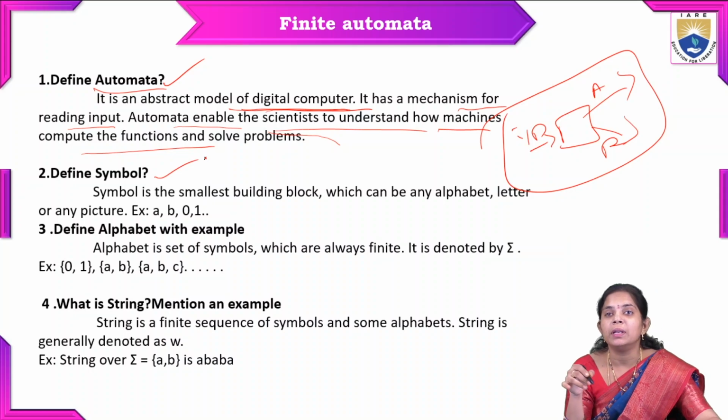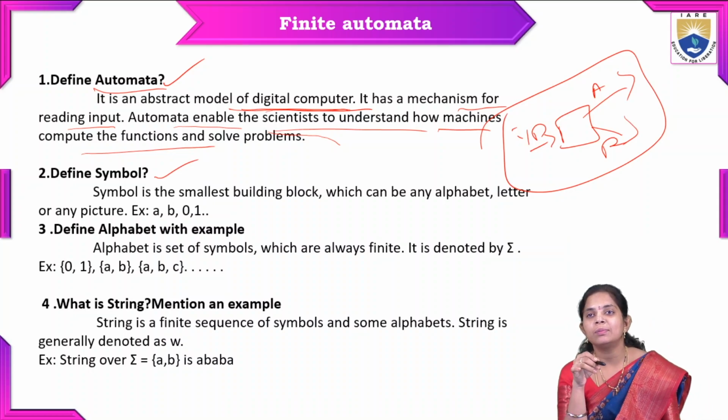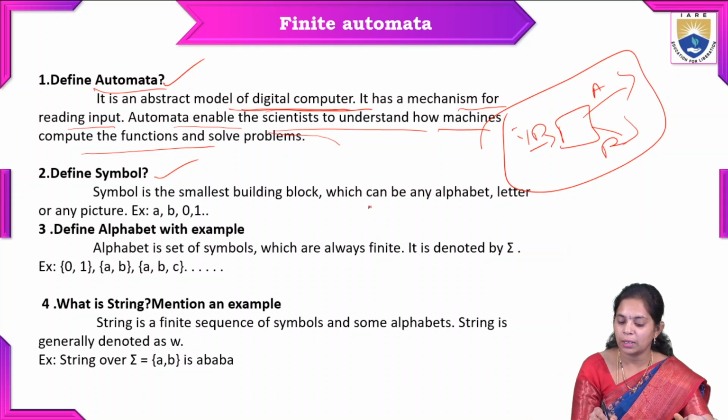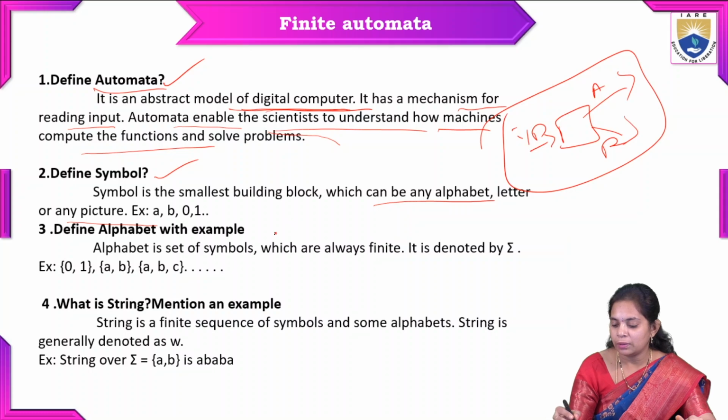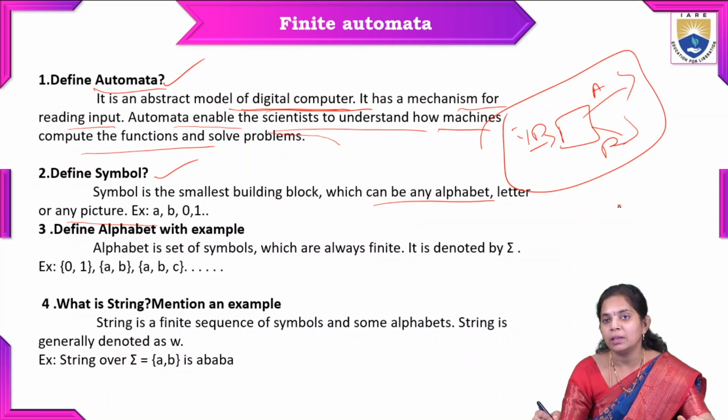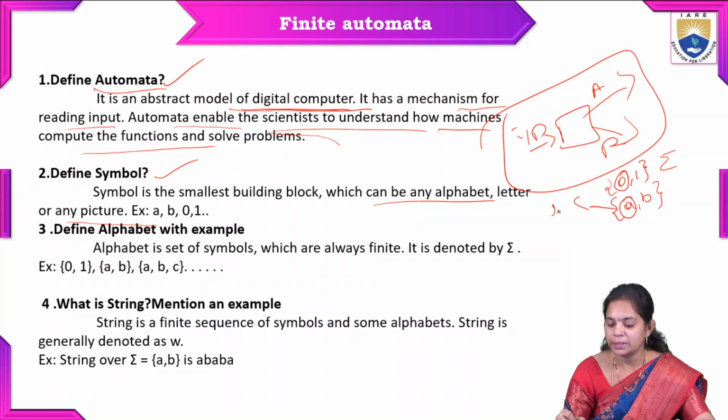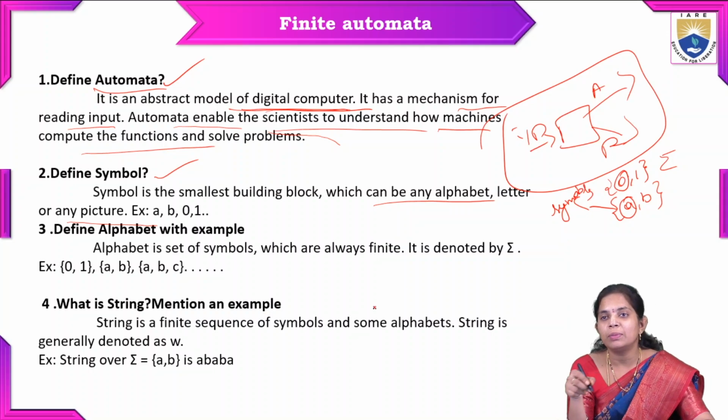And what is meant by a symbol? Here the symbol is the smallest building block, which can be an alphabet letter or any picture. While designing a DFA or NFA, we just take values like 0, 1 or a, b. Those are the alphabets. Single values are named symbols. Those are the smallest building blocks for the construction of automata.